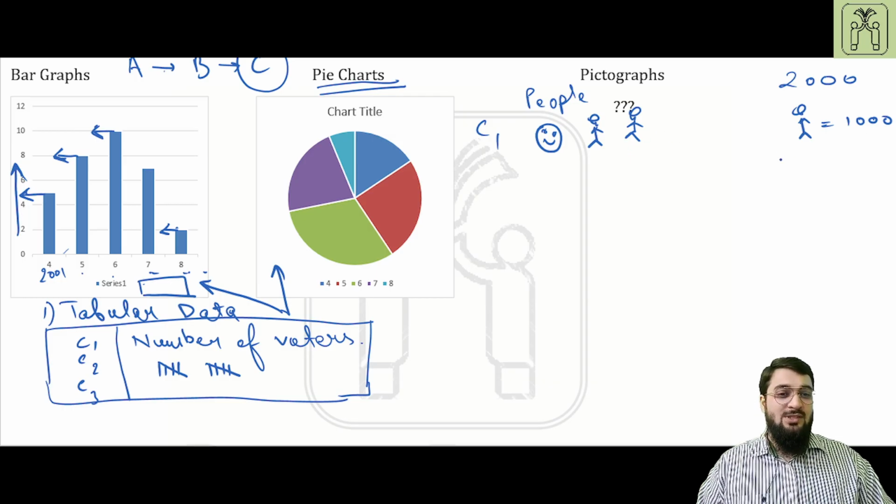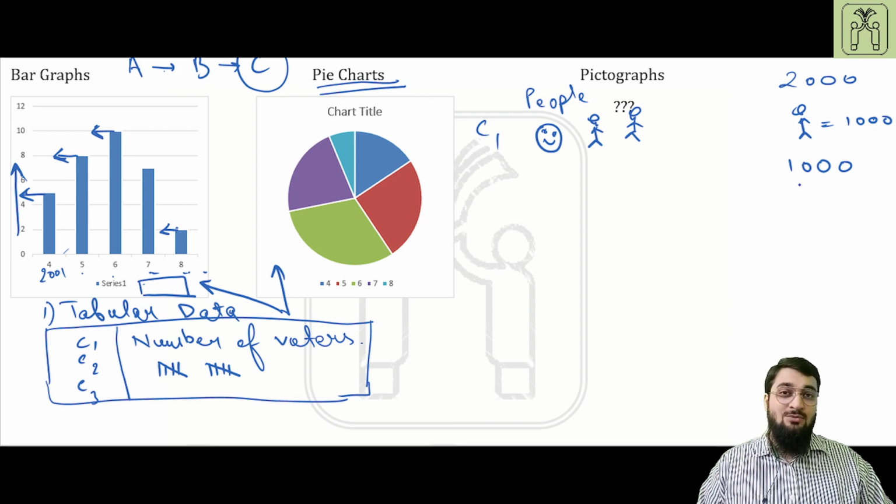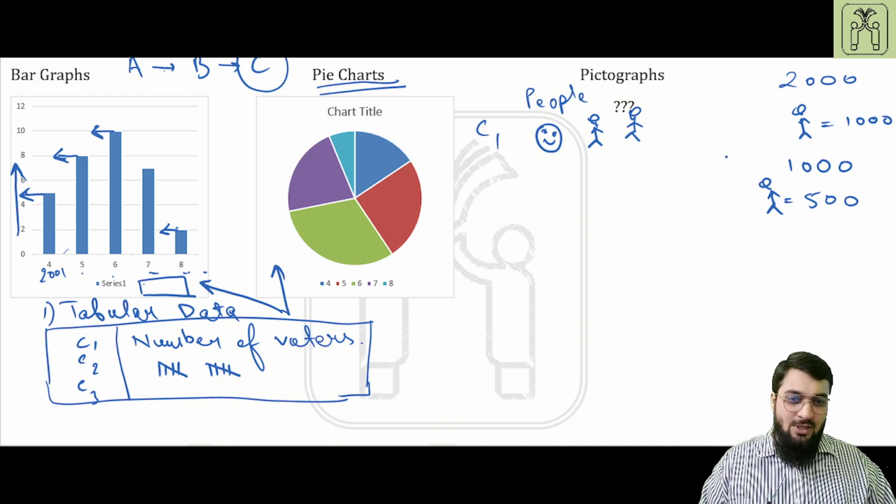Also, if the number of people who have voted for C1 is 1000, and you want a conversion of somewhat lesser than 1000, you can represent that as 500 also. So each stickman represents 500 people. So 500 into 2 will also make 1000.